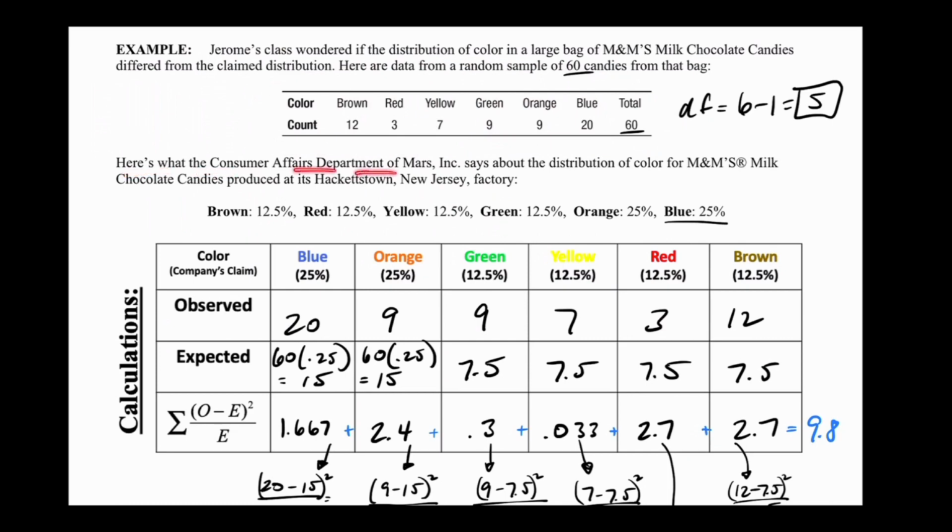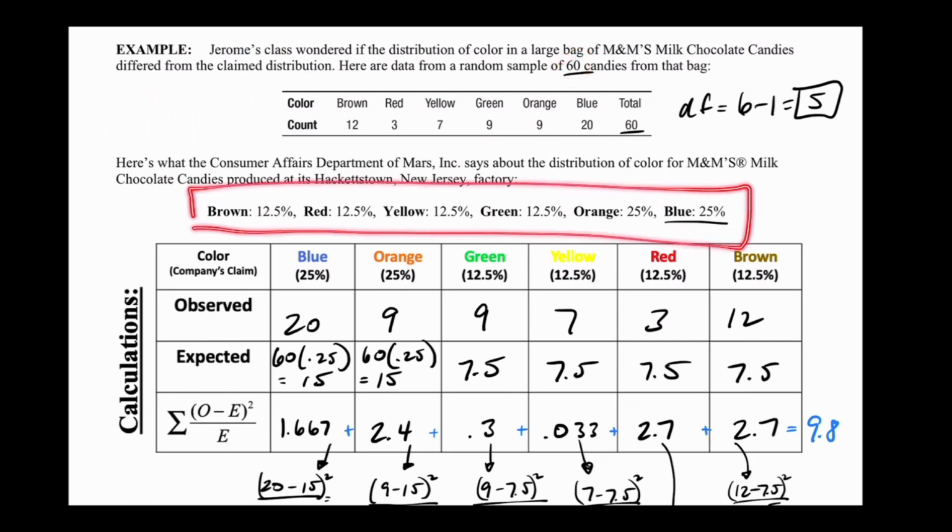Here's what the Consumer Affairs Department of Mars Inc., the company who makes M&Ms, says should happen. They say out of all of their M&Ms, 12.5% are brown, 12.5% are red, 12.5% are yellow, 12.5% are green, 25% of them are orange, and 25% of them are blue. That's what they say in all of their M&Ms. So what we're trying to see is if this sample fits the claim. This is the claim. Okay?